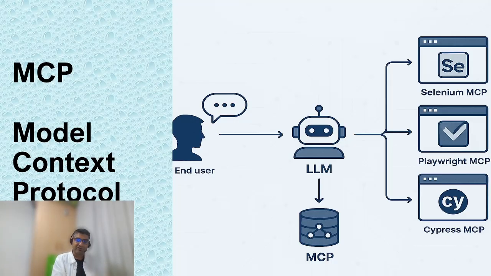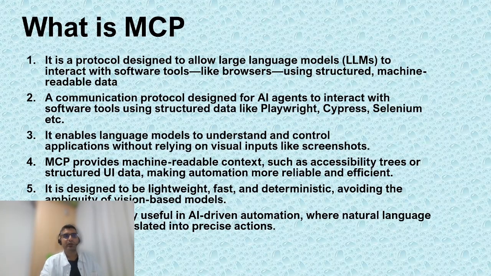In the previous chapter, we covered the Playwright MCP. In this particular chapter, we are going to see the Selenium MCP setup and the automation part. In the future, we may see Cypress and others. So all these things we are going to learn. So let's go there.